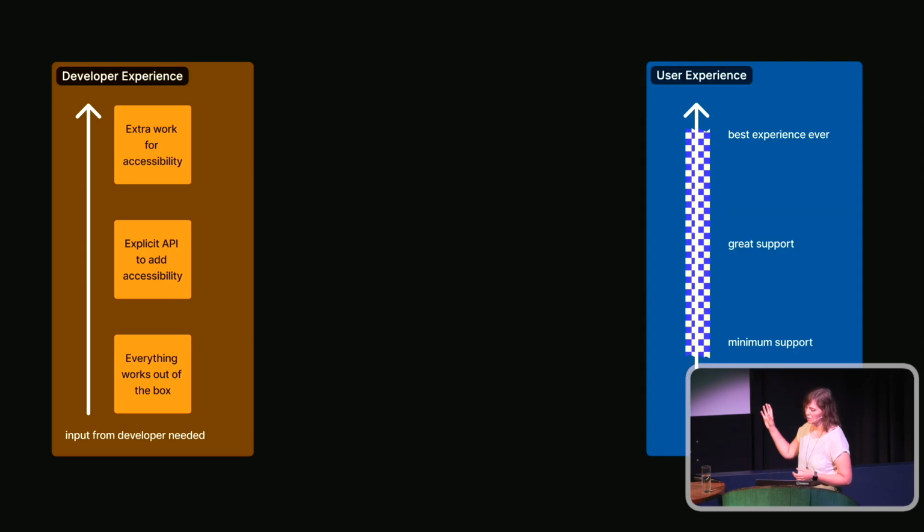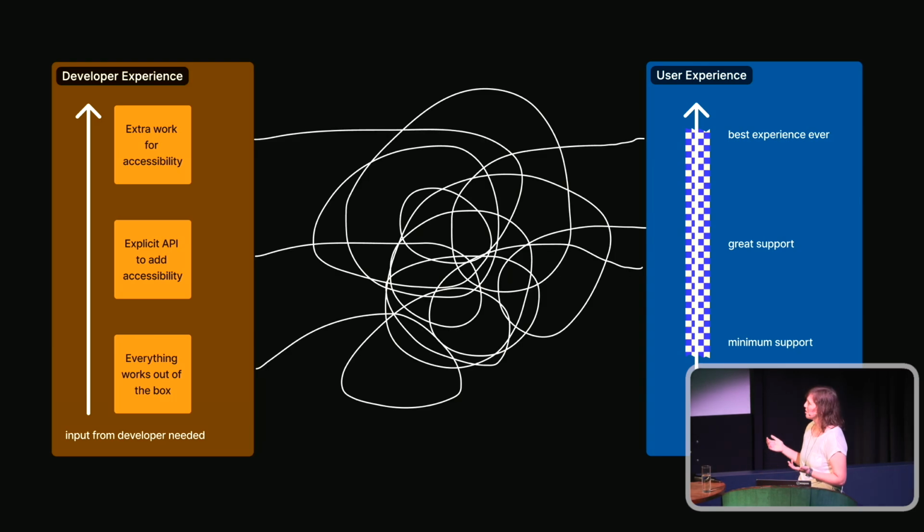On the other side, the user experience, we have a range: nothing is working, then just minimal accessibility support with lots of annoyances, then great support, and of course the best experience ever. So I was thinking, how do we actually bring these two together? We have to find a trade-off between how much input we need from the developer and how much accessibility experience we have. We also don't want to overwhelm the developer, but still get the best experience ever. And to be honest, I was a bit lost on how to solve that.